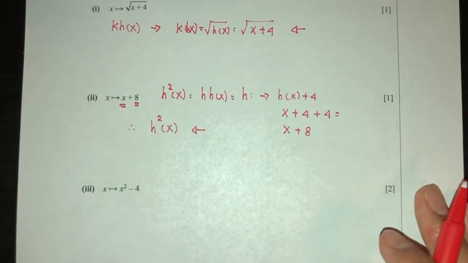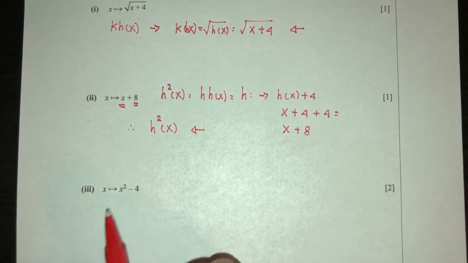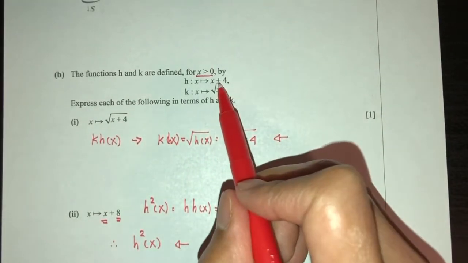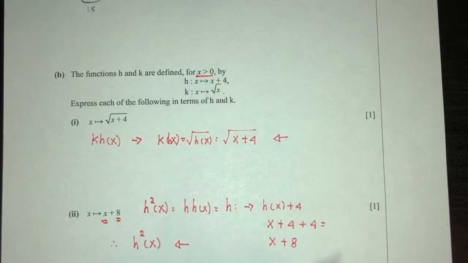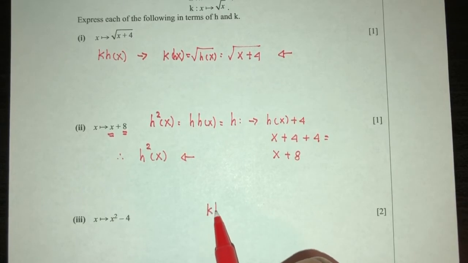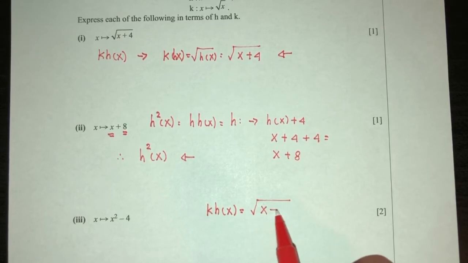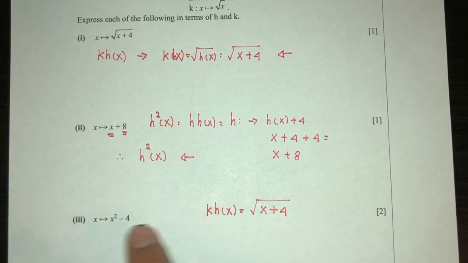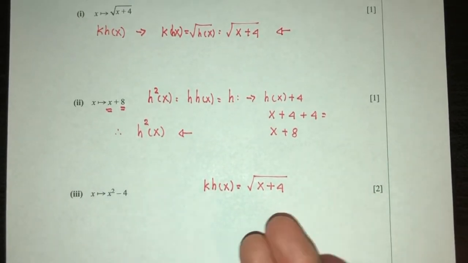So your answer will be h square of x. Now for this one, we have x squared minus 4. Here we have square and minus 4, and here we have plus 4, and here we have square root. So if you observe also, we know from part 1, k h of x is equal to root of x plus 4. Here we have square root, plus becomes minus.